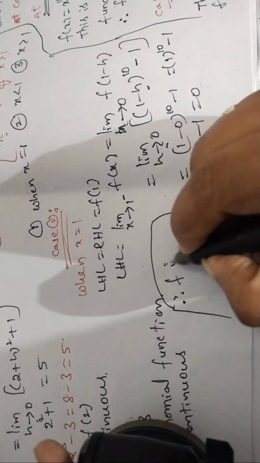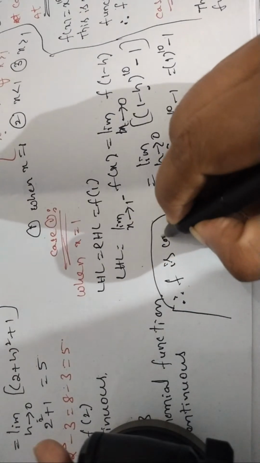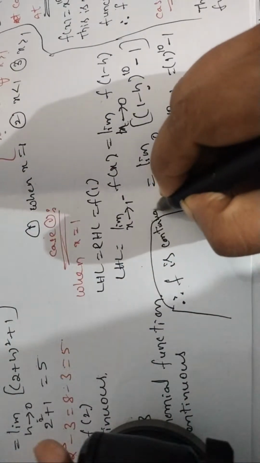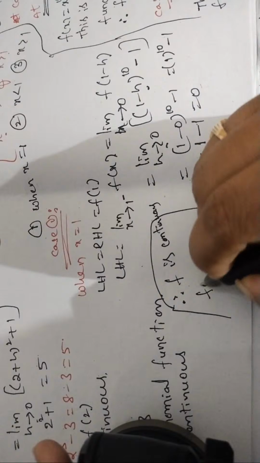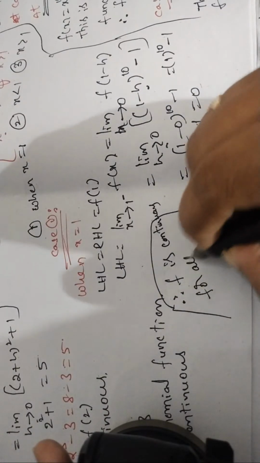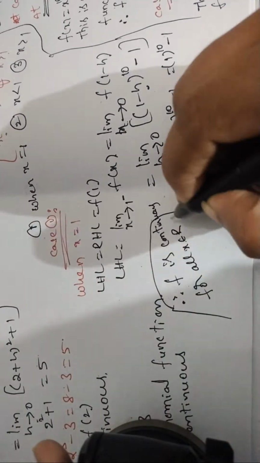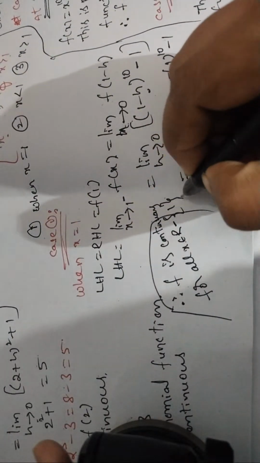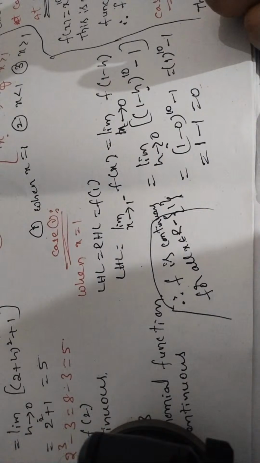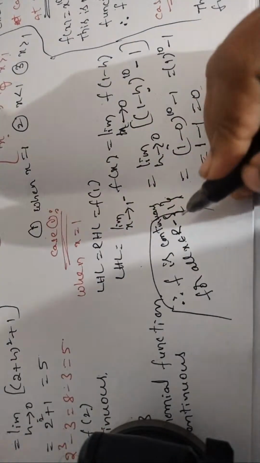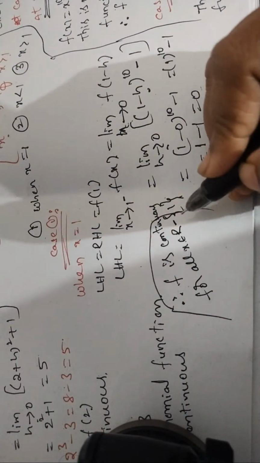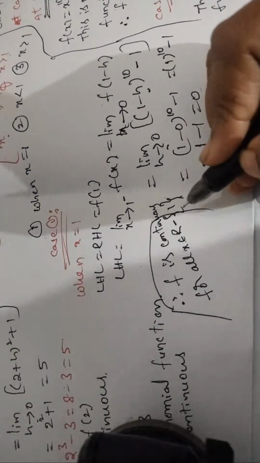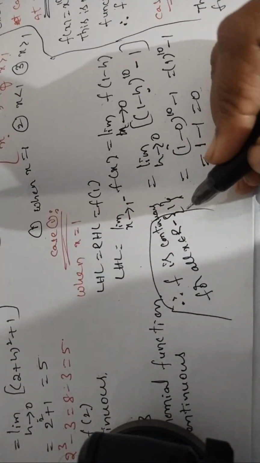Therefore, f is continuous for all x belongs to R except 1. At except 1, it is continuous. But at 1, it is not continuous. It is discontinuous. Next question.